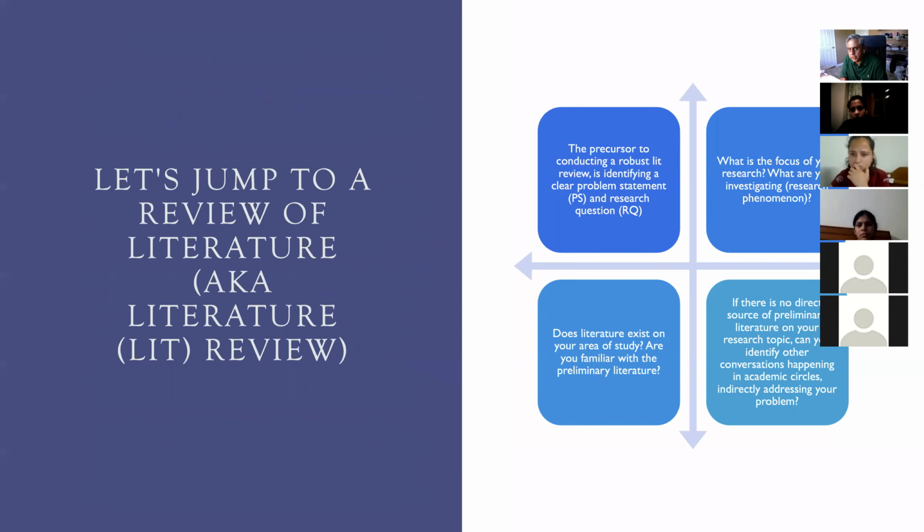If you look at this carefully, the precursor to conducting a robust lit review is identifying a clear problem statement. We also call it PS, and a research question. That's box number 1 here, right? Everybody here? Can everyone see this slide? Yes. Okay, great. And the second piece is, what is the focus of your research? Why are you investigating this research phenomena? Now you're trying to do a literature review, okay? Even before you jump into Emerald or ProQuest or whatever sources, think about this.